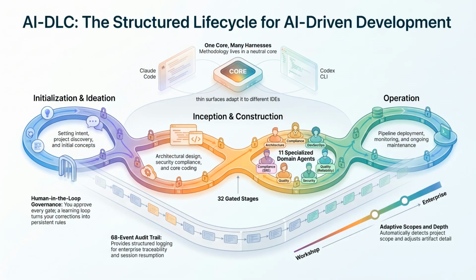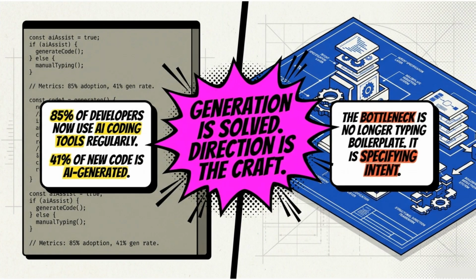This video introduces the SDLC framework. It features a neutral core, specialized domain agents, and gated stages to ensure governance and traceability from ideation through to final operation. With over 80% of developers using AI tools, the task of code generation is largely solved. The real challenge now is the craftsmanship of specifying intent correctly.